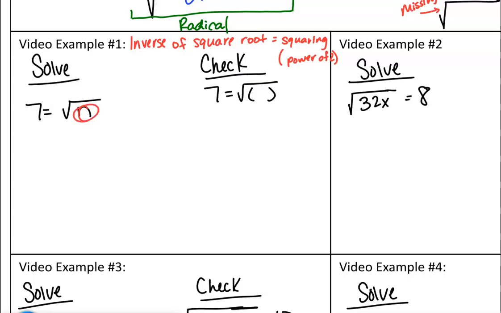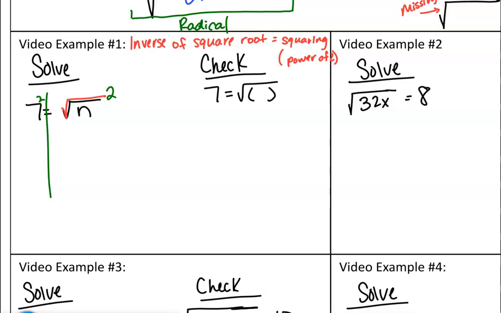So I cannot do anything with that n because it is trapped inside this radical. So I have to undo the radical before I can do anything with that n. So the opposite or the inverse of a square root is squaring. So if I square this side to get rid of the radical, we are still solving equations. So anything I do on one side, I must do on the other side. So I also have to square that number.